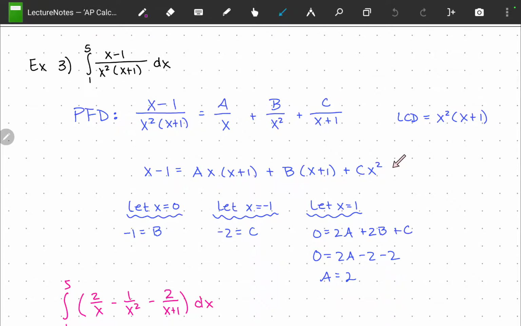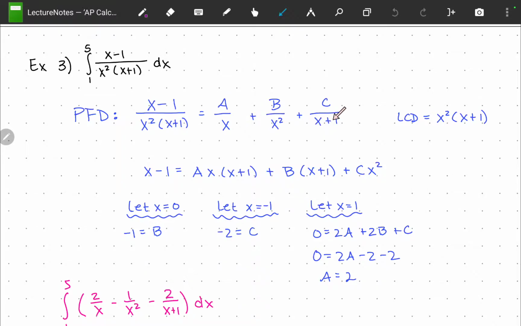Now remember what I said before. Anytime you've got a linear denominator, let x equal whatever makes that equal 0. It'll be very easy to work with then. So we're going to take this equation, and I'm going to first go ahead and plug in 0, because it makes that denominator equal 0. So if I let this x equal 0, I get negative 1. X equals 0 makes this term go away and also this term, and I'm just left with b times 1, or just b. I know what b is.